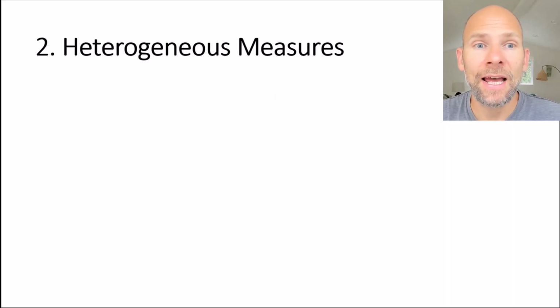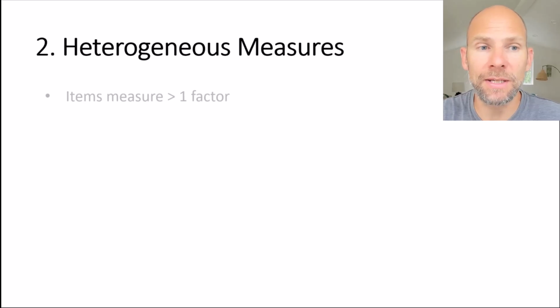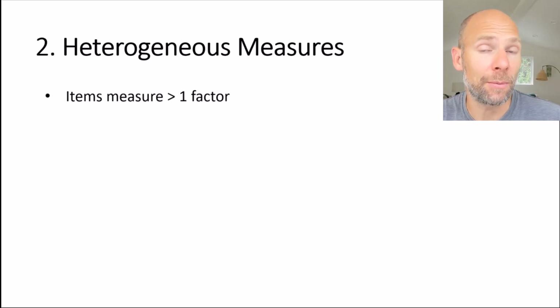Second, having heterogeneous or multidimensional measures. This means when your items measure more than one factor, however you apply, implicitly or explicitly, a measurement model for reliability calculation that assumes a single factor, like for example Cronbach's alpha, which assumes that your items measure a single factor. Here's an example.